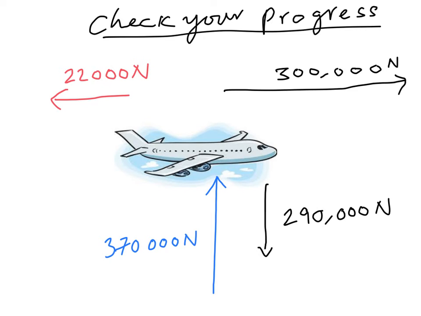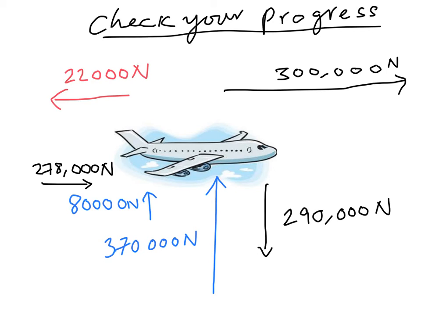In the vertical direction, you should have got 80,000 newtons as a resultant force. So you have 80,000 newtons in the vertical direction, and in the horizontal direction you should have got 278,000 newtons. Okay, so that is in the horizontal direction. But what is the direction of the resultant force and how much is it? So let's have a look at that.